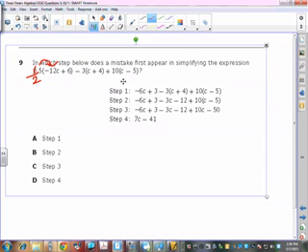What's half times negative 12? Half of negative 12 is negative 6. All right. What's half times 6? 3. So look, they've got that right.